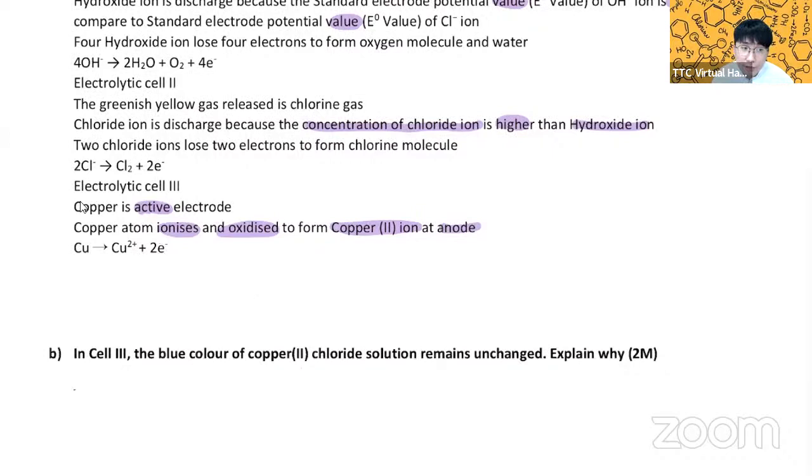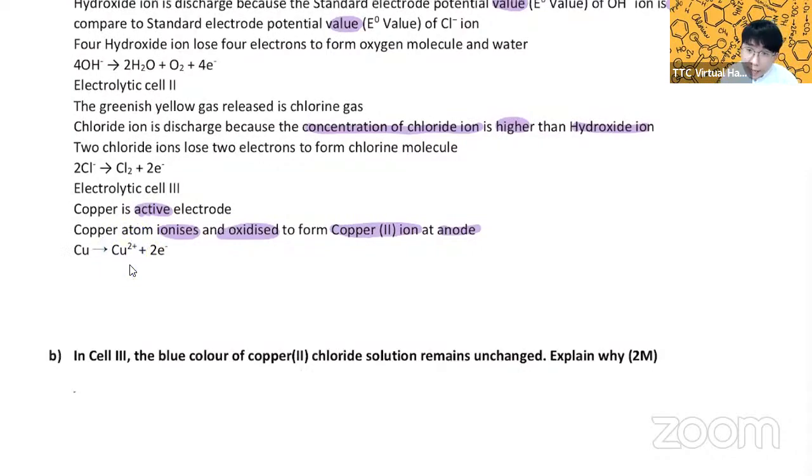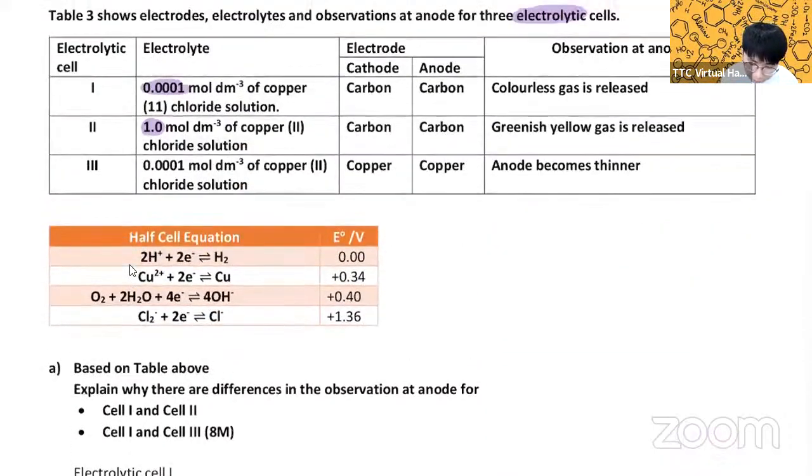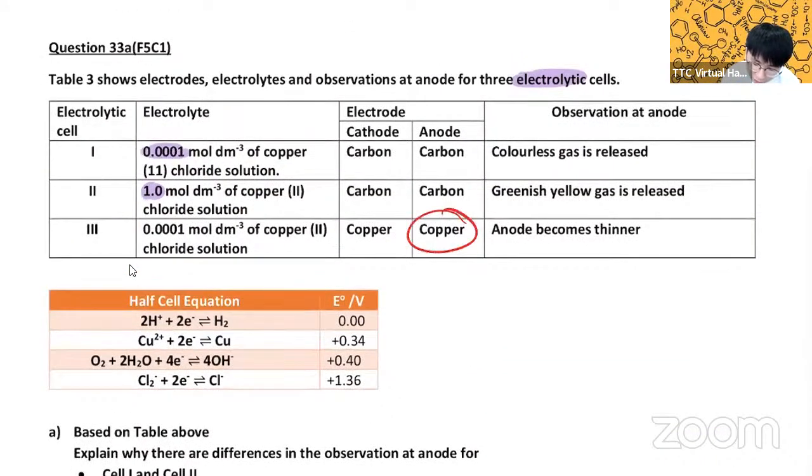Because if you check, at the anode of cell three, you produce Cu2+. And then at the cathode, you actually use up Cu2+. If you check the equation here, at the anode, Cu dissolves and becomes Cu2+. But at the cathode, you still choose the stronger oxidizing agent. Between Cu2+ and H+, Cu2+ is the stronger oxidizing agent. So you'll be selecting Cu2+, receiving electrons to become Cu again.